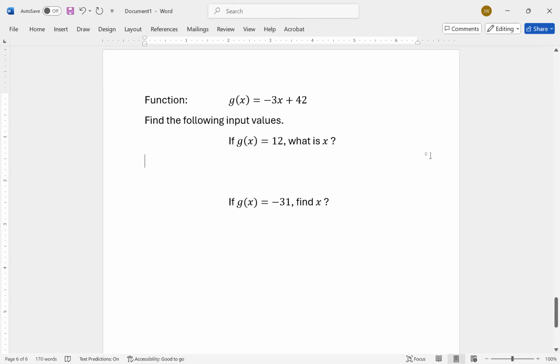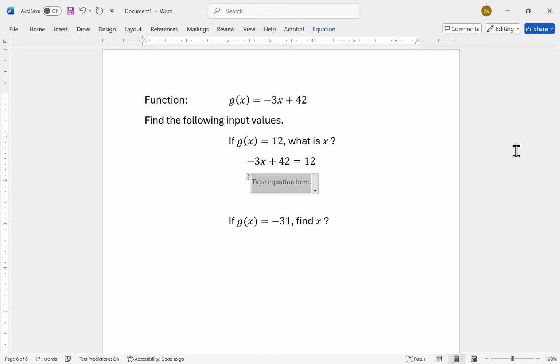Just like before, I have to recognize that I'm given an output value, in this case 12, and the output of the function is the expression negative 3x plus 42. So negative 3x plus 42 is equal to 12. I would subtract 42 from both sides. That would give me negative 3x is equal to negative 30. And then I would divide both sides by negative 3. That would give me x is equal to 10.